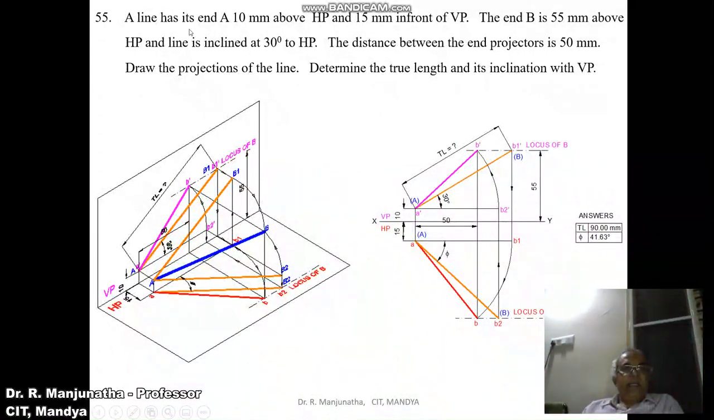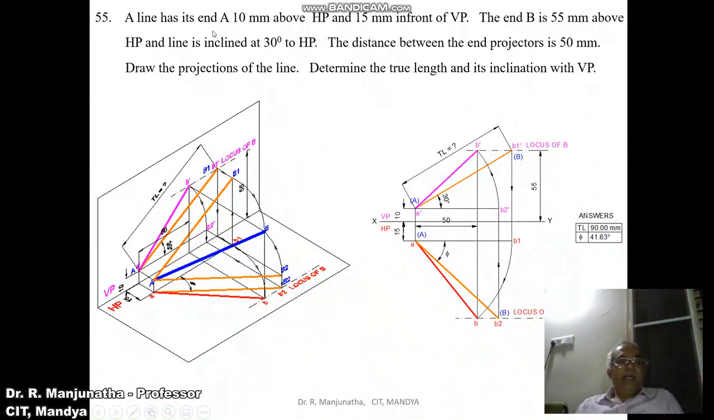A line has its NDA 10 mm above HP and 15 mm in front of VP. The NB is 55 mm above HP and the line is inclined at 30 degrees to HP. The distance between the end projectors is 50 mm. Draw the projections of the line. Determine the true length and its inclination with VP. So that means he has given the true length and its inclination with respect to the VP. That is 5. We need to find out.